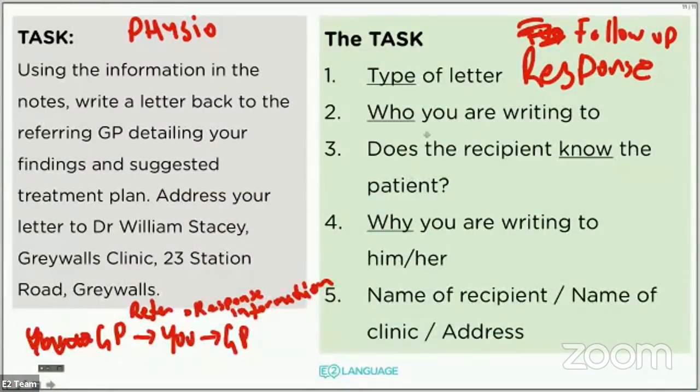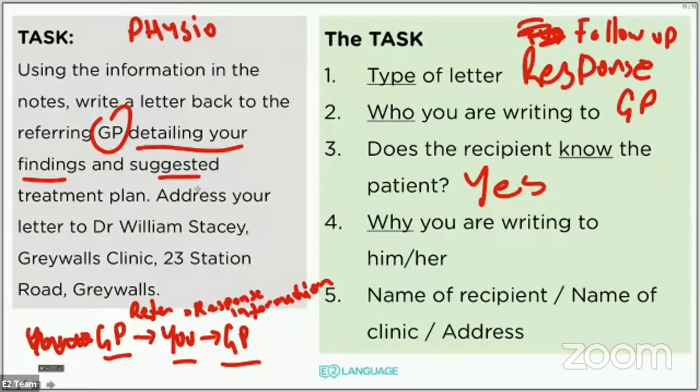So it's a follow-up letter. You're writing to a GP. There it is there. You're writing to a GP. Does the recipient know the patient? Yes. Because remember, the GP met with the patient, then referred them to you, and then you're writing back to the GP. So that's a definite yes. Why are you writing? Details the findings and suggested treatment plan. And the name of the recipient, Dr. William Stacy. Name of the clinic is Grey Walls Clinic, and there's the address there.